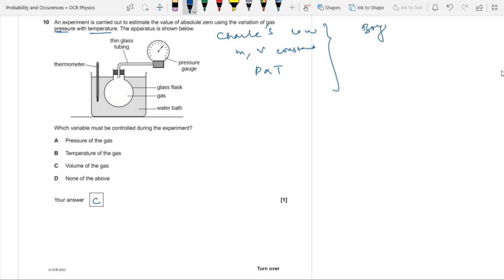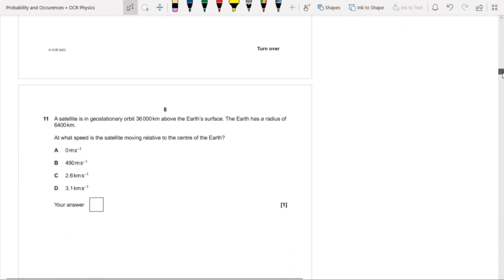On the other hand, there is Boyle's law. Just for a quick recall, when M and T, that is mass and temperature, are constant, then the pressure P is inversely proportional to the volume, and that's Boyle's law. So yeah, the volume of the gas should be constant. So C is the right answer for question number 10.